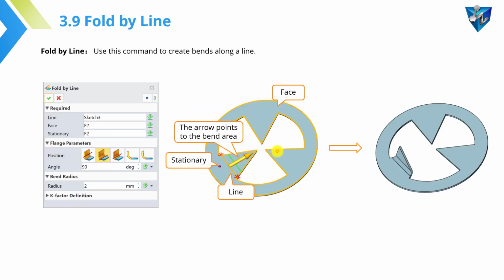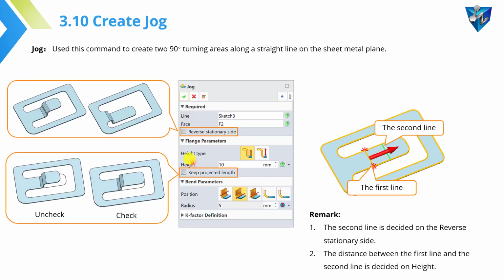And the next one is fold by line. As its name implies, we can use the command to create a bend along a line. And the last one is jog. We can use this command to create 2 bends and 2 flanges along a line. Okay, now let's move over to ZW3D to show you more details.